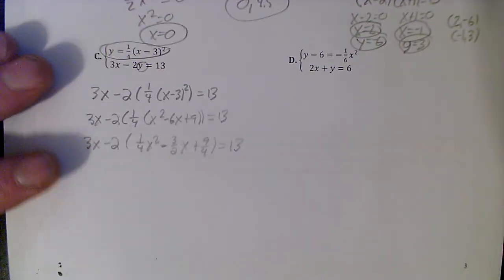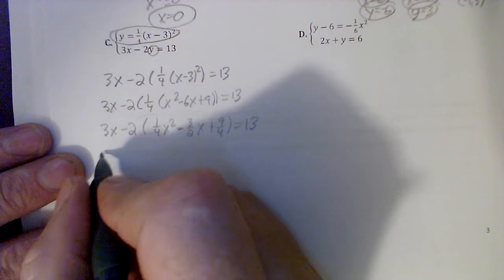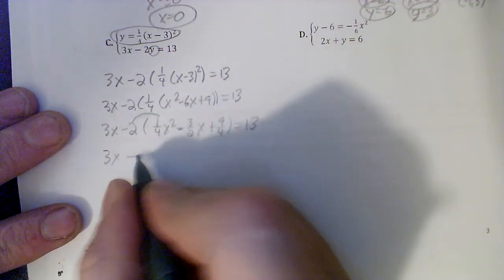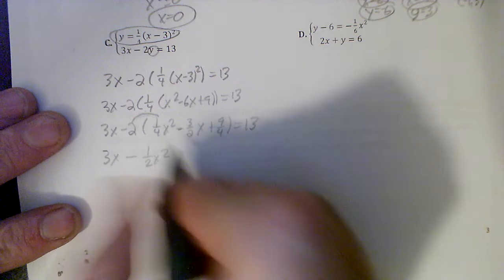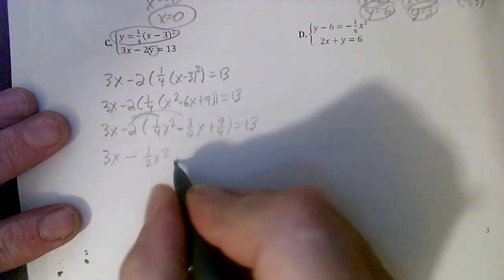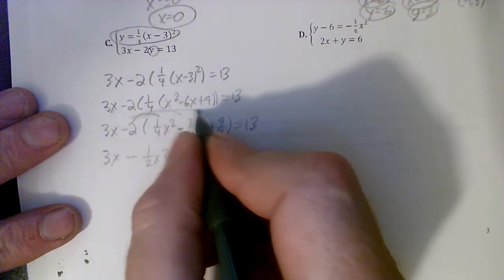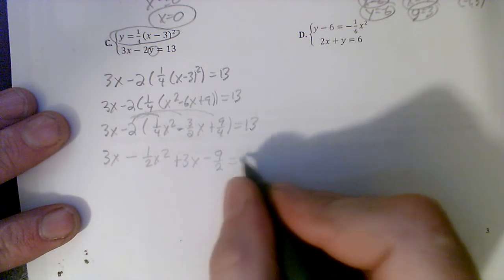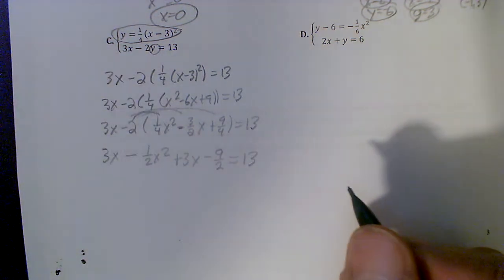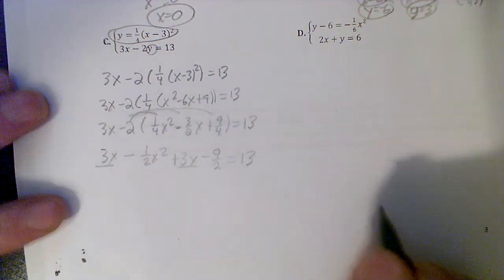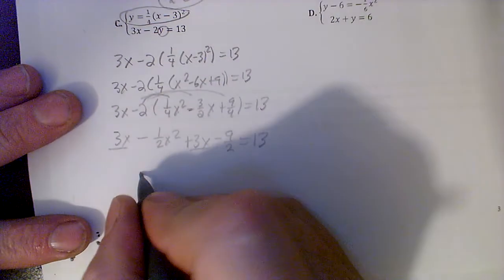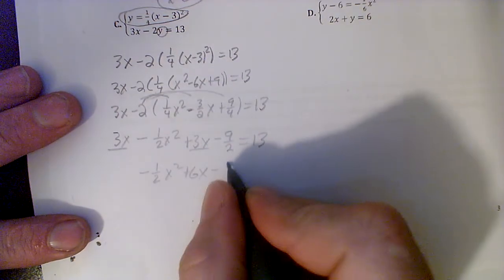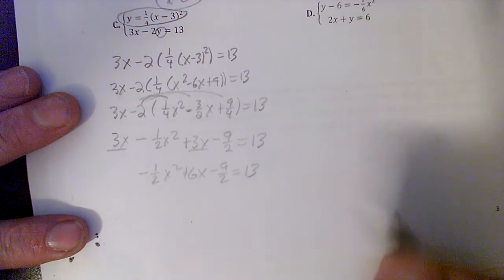A little tougher, right? Multiply everything in here by negative 2 to bring it in. I could have done that a little bit differently, but this times this is negative 1/2 x squared. This times this is positive 3x. This times this is negative 9/2, all equal to 13. Looks like we have two sets of 3x's here, so I can combine those, right? Which gives me negative 1/2 x squared plus 6x minus 9/2 equals 13.